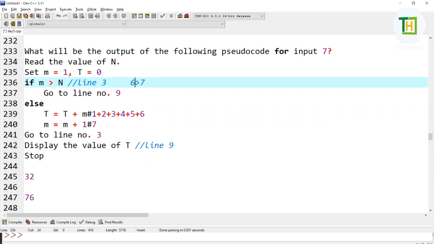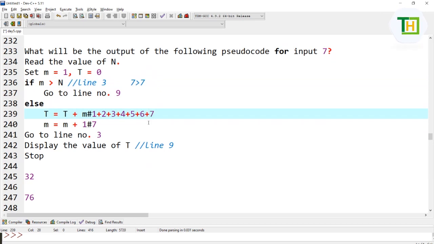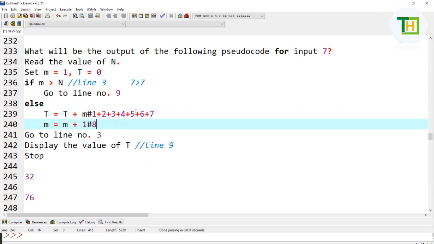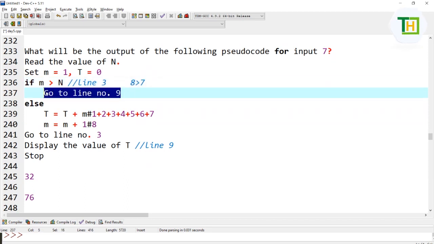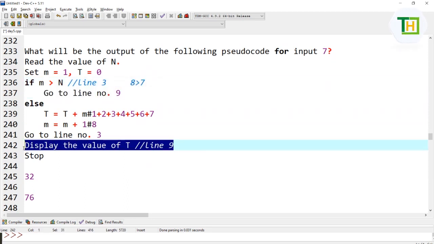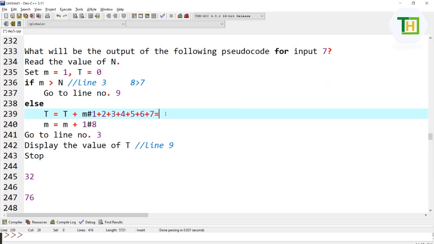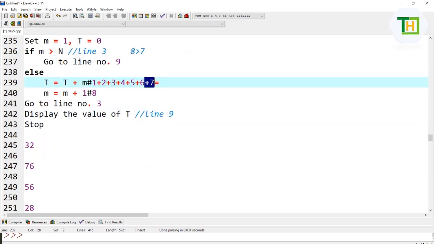Is 7 greater than 7? That is also false. And going here, it is going to add 7 also, and it becomes 8. Is 8 greater than 7? Yes. And it is going to print the value of T here. Then the sum of the values, 13 plus 5, that is going to be 18. 18 plus 4, 22.